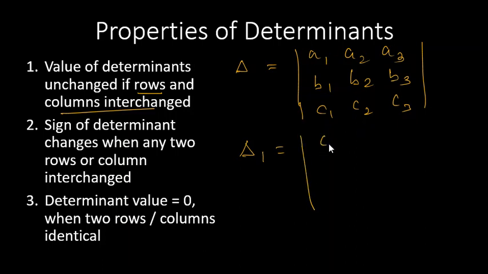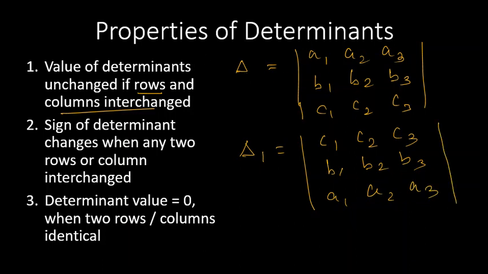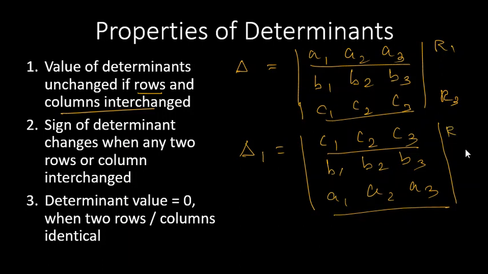So C1, C2, C3, B1, B2, B3, and A1, A2, A3. This is the way they have rearranged. It means the first row and third row are interchanged: row 1 and row 3. Now row 3 has become row 1 and row 1 has become row 3.